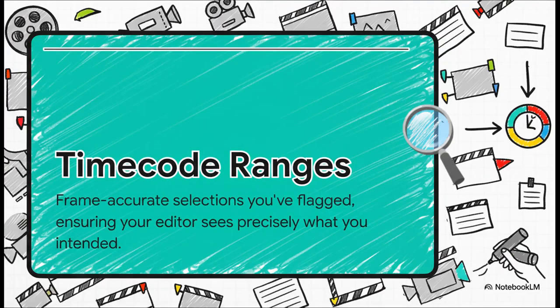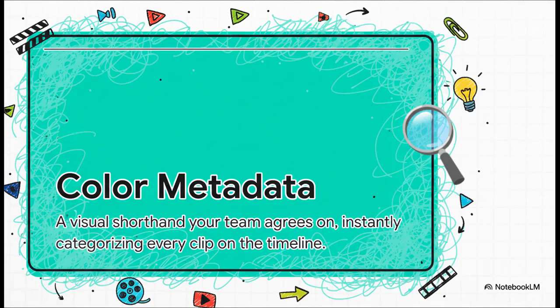First up, timecode ranges. This is so important. We're not talking about a vague note like, use a clip from this file. No. This is you marking the exact in point and the exact out point, down to the frame. There is zero ambiguity about the moment you want to use. Next up is the color metadata.